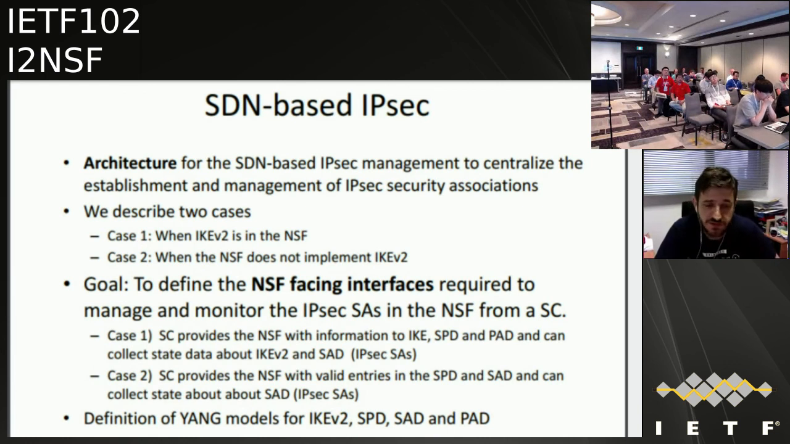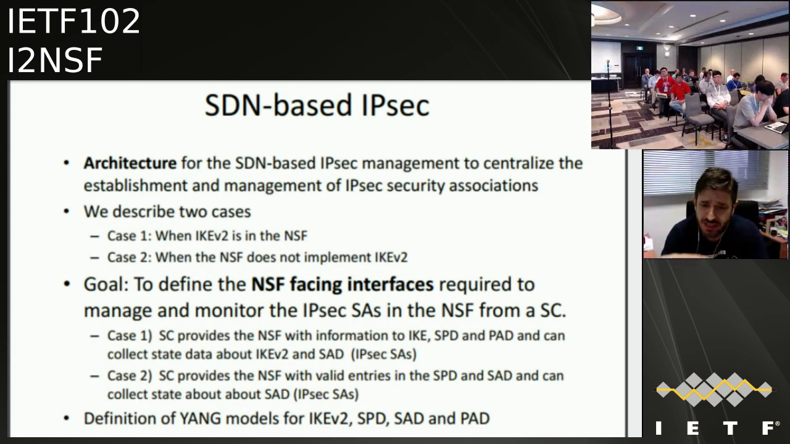We define two cases. In the first case, the assumption is the network security function will have an IKE version 2 implementation. So the controller will need to configure that implementation and other pieces of different databases related with IPsec. In case 2, the assumption is the network security function doesn't have any IKE version 2 implementation. The only thing we have is the kernel support for IPsec. So the goal behind the draft is to define the NSF-facing interfaces required to manage and monitor all the IPsec security associations in the NSF, taking into account these two cases.